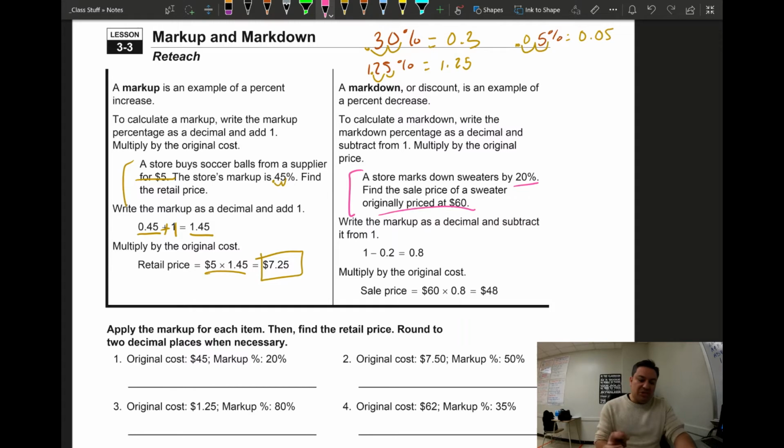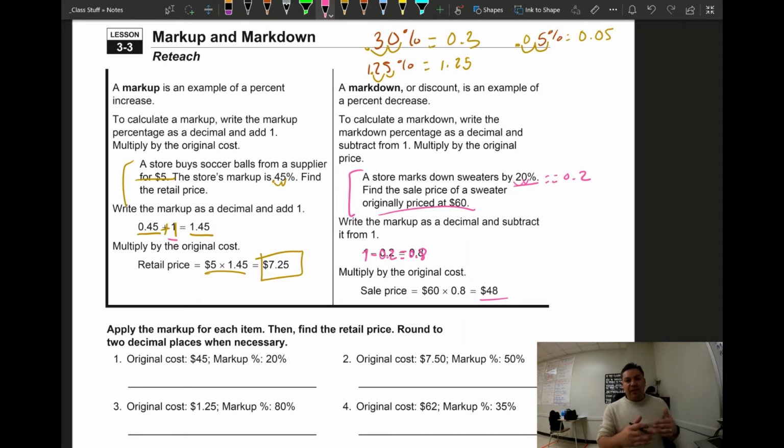So now, instead of adding 1, like right here, we're gonna subtract the decimal from 1. So for instance, we convert this into a decimal. This is 0.2. Then we subtract from 1. 1 minus 0.2 gives us 0.8. And then we multiply by the original price and that gives us $48. So the new price is going to be $48.